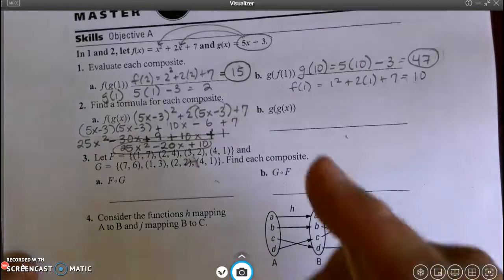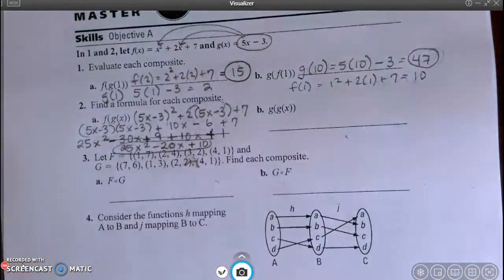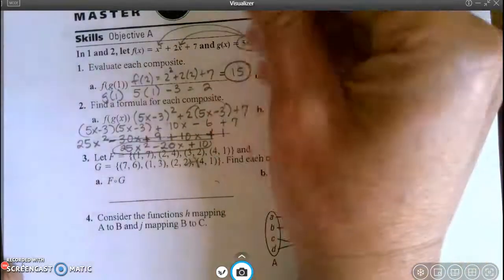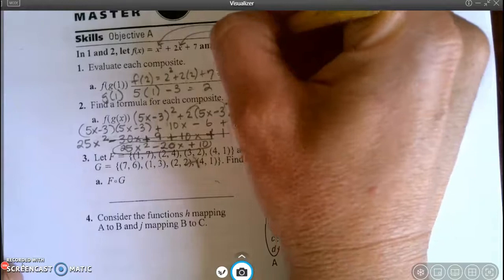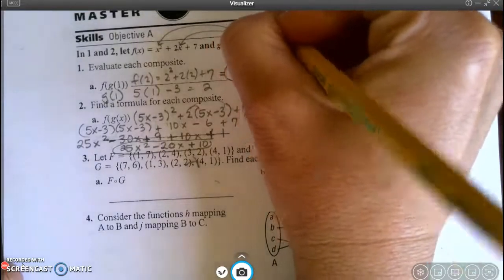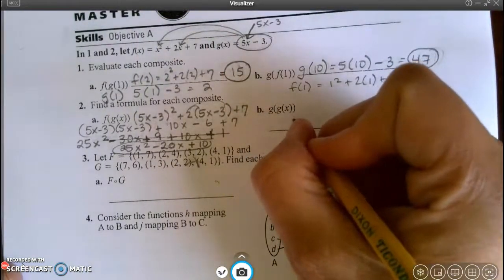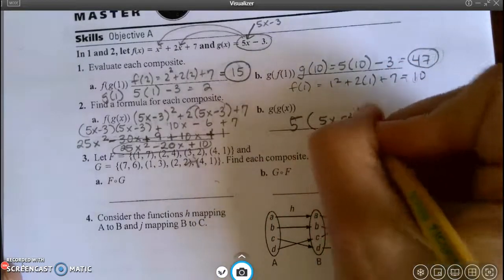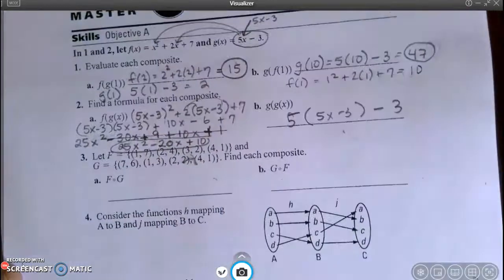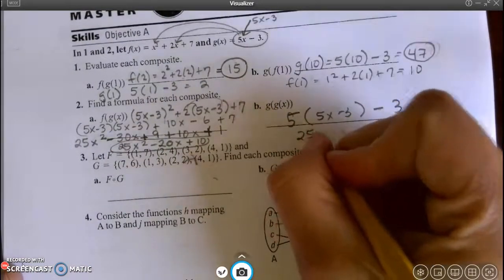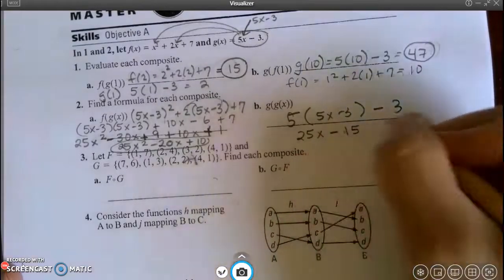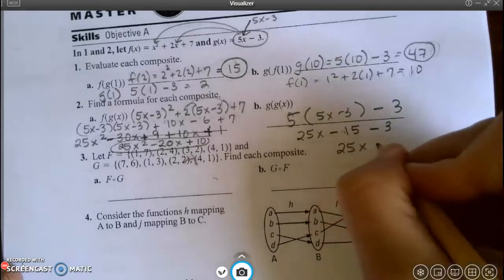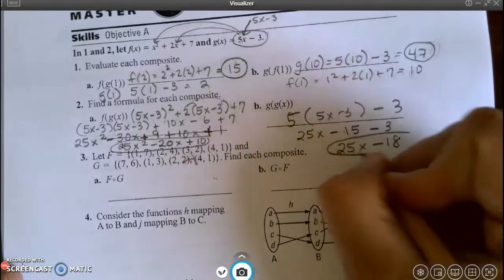Then for part B, I'm going to put my g function into my g function. So I'm going to put 5x minus 3 in for x. So right there, I'm going to have to put a 5x minus 3. So 5 times 5x minus 3 minus 3, which gives me 25x minus 15 minus 3, or simply 25x minus 18.